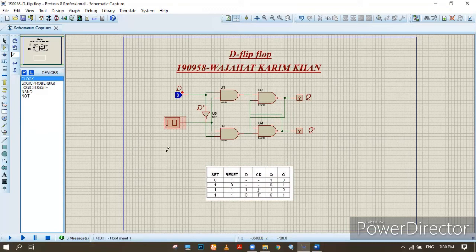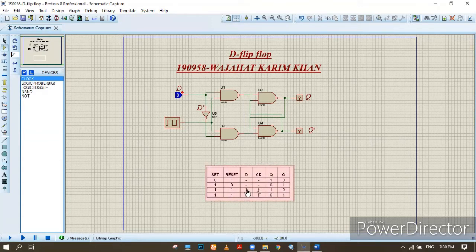Sometimes as we close the file and then open it, this clock creates problems in our simulation. So we delete it and put it again here and connect it with the circuit, and it works. So here we have our two inputs.